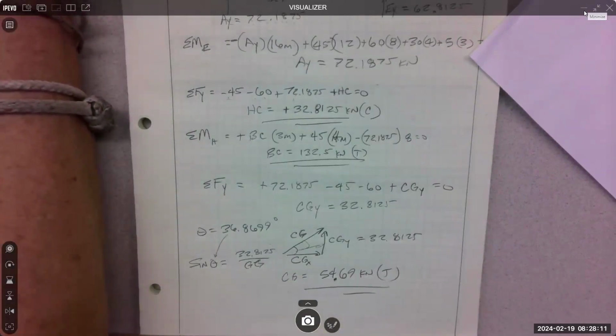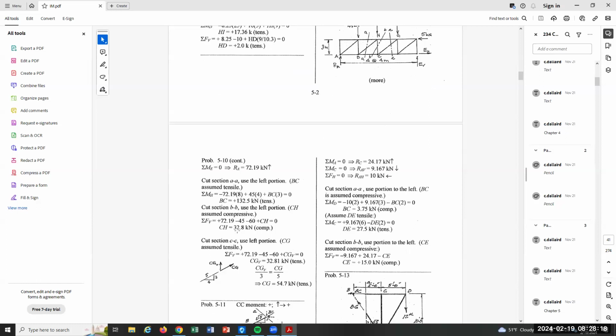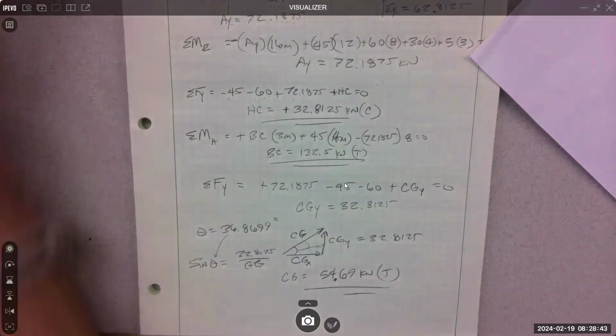What does the book get? CG 54.7, that's the same, in tension, that's the same. CH, 32.8, we get 32.8125, and BC 132.5. So we are good with the book. Well, that's always a good vibe.